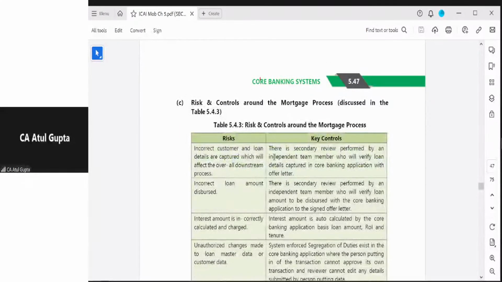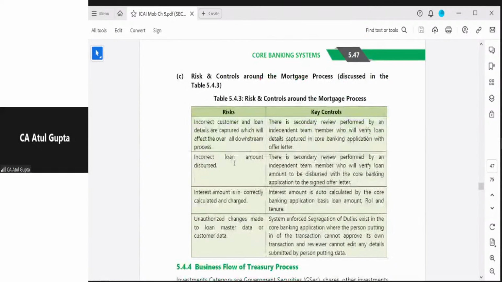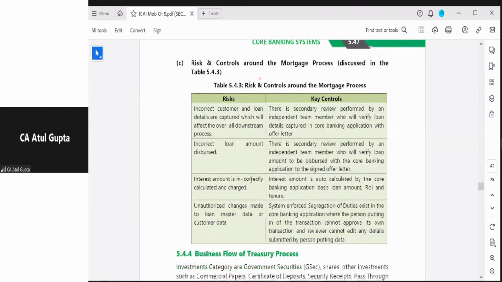Back after refill. So, risk and controls around the mortgage process. Now, again, it is important. Incorrect customer and loan details being captured will affect the overall downstream process. So this is very important.